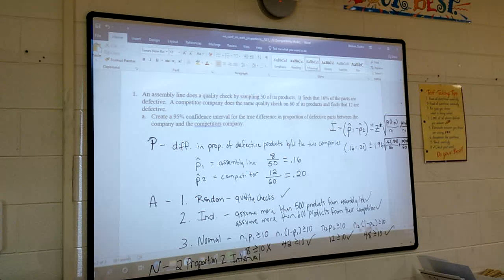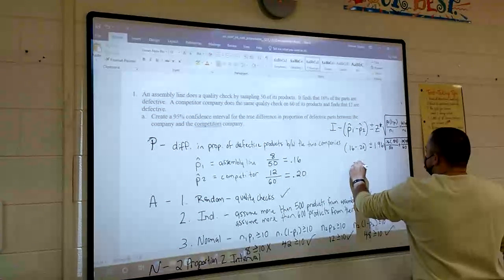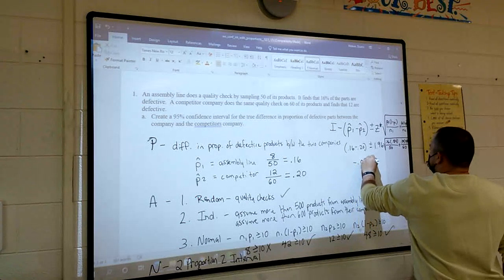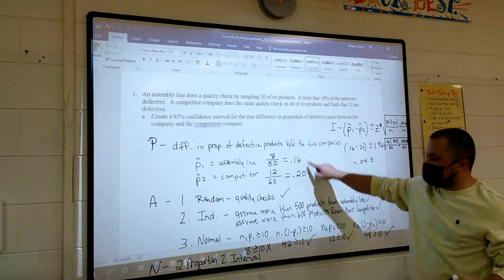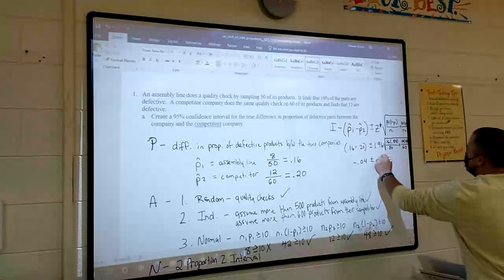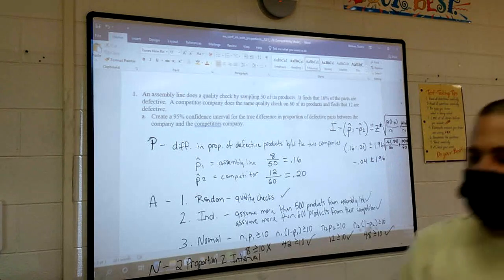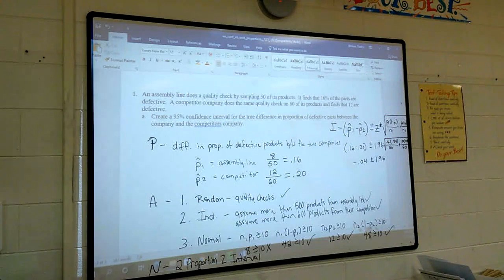So 0.16 minus 0.20 is negative 0.04. And you can see how they get that. That's just a basic subtraction, right? P1 minus P2 gives you negative 0.04 plus or minus 1.96. Now this would be the hardest part to get, is all of that square root. So if I'm doing that whole square root, I would take it in my calculator and do just a little bit at a time.